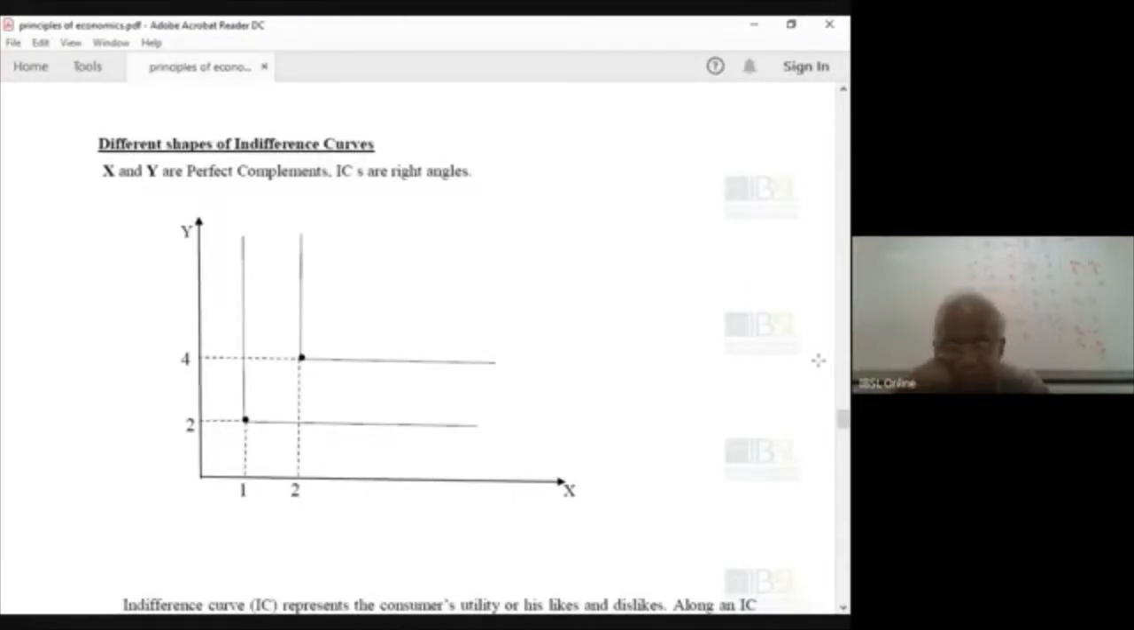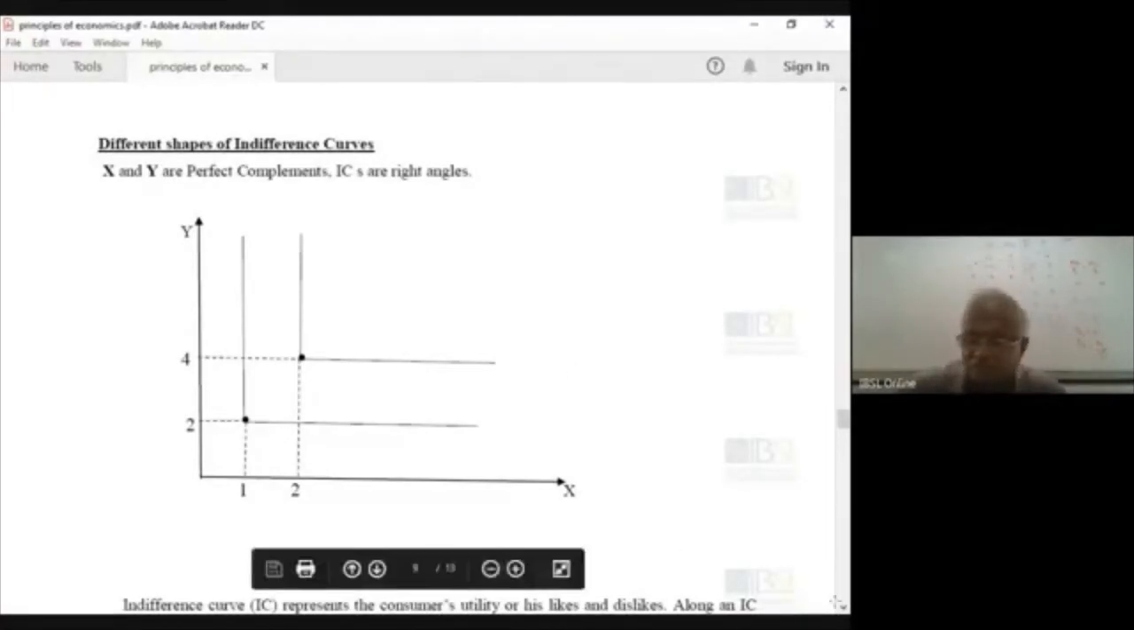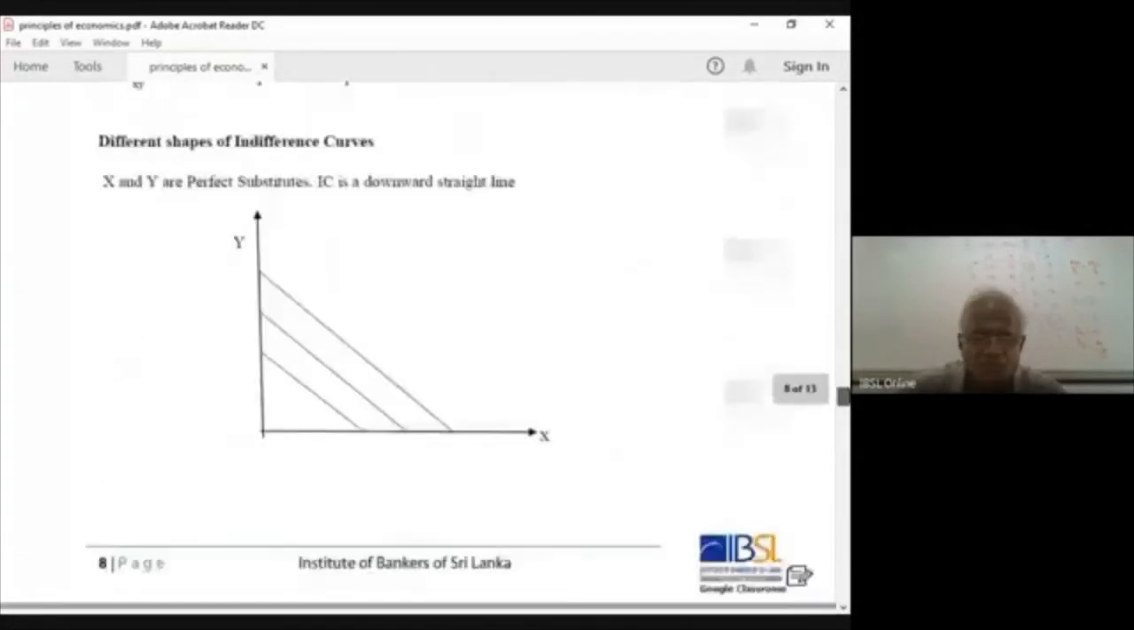That is the shape. The indifference curve is a right angle, 90 degrees. The consumer always moves from the first dot 1, 2 to 2, 4, 3, 6, 4, 8, like that. You're moving along this line, no other lines, right? That is the example of perfect complements. Up to now, we have discussed the different shapes of the indifference curve. Next week, we will discuss the budget line and utility maximization using the indifference curve approach.